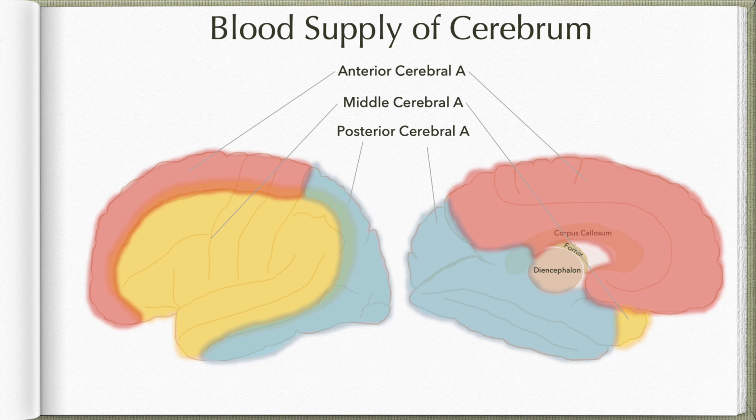So, if you see the three poles, the frontal pole is supplied by the anterior cerebral artery, the temporal pole is supplied by the middle cerebral artery, and the occipital pole is supplied by the posterior cerebral artery.